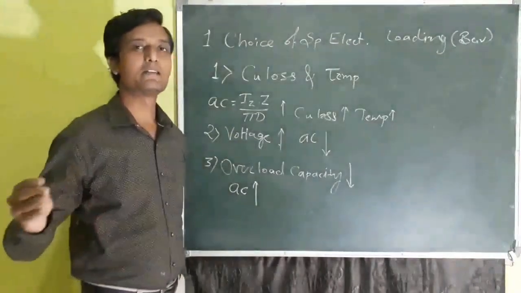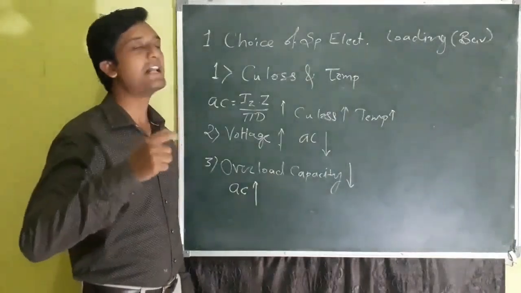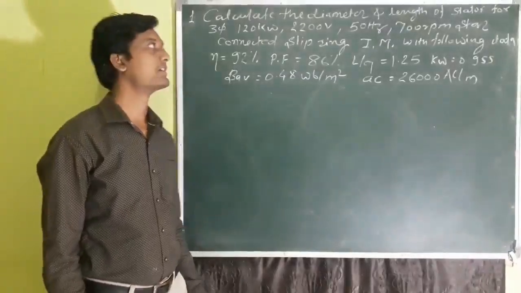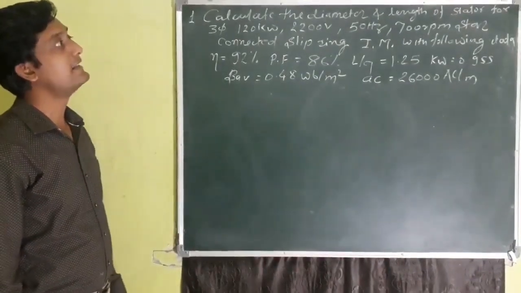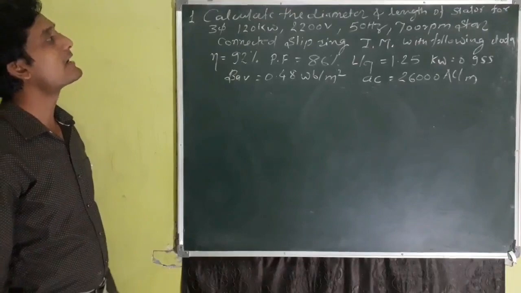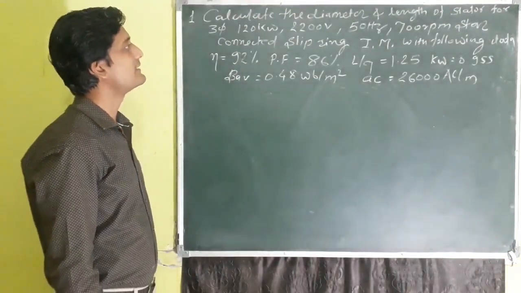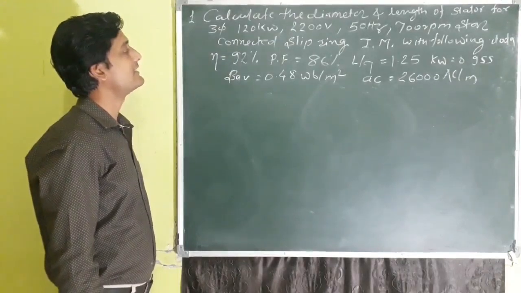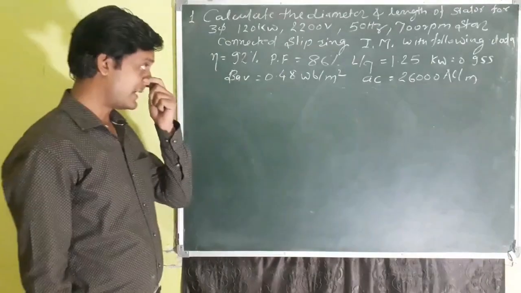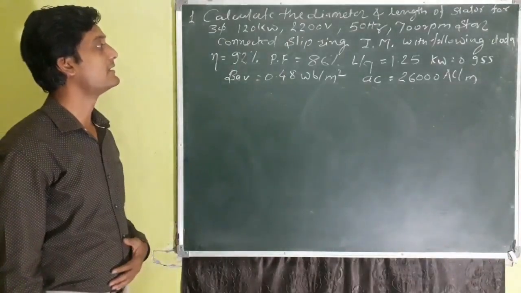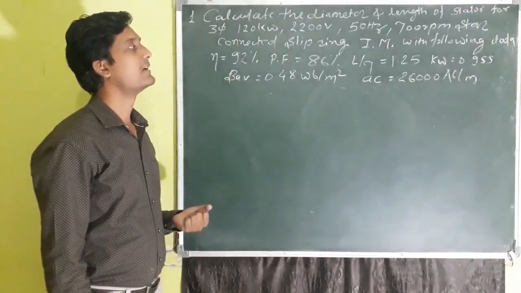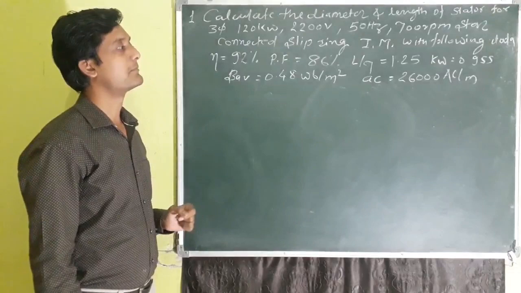Okay. In the next part we will see the problem on the main dimensions of an induction motor. So this is the first problem on the main dimensions of an induction motor. Calculate the diameter and the length of stator core for a 3-phase, 120 kilowatt, 2200 volt, 50 hertz, 700 rpm, star connected slip ring induction motor with the following data. Efficiency is 92%, power factor is 0.86, L by tau ratio is 1.25, winding factor Kw is 0.955, Bav is 0.48 Weber per meter square, and specific electrical loading AC is 26,000 ampere conductor per meter.